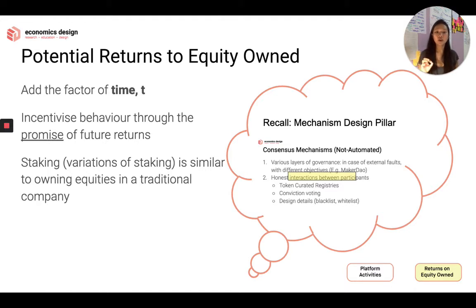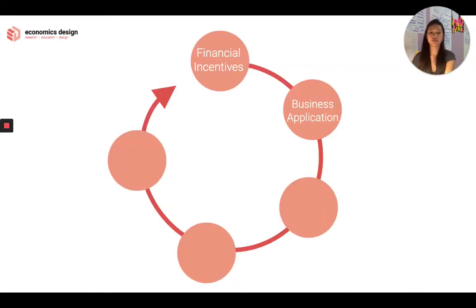So we want honest interaction. Oh, we want token curated registry. So token curated registry, and one of the financial incentives for token curated registries is to have potential returns on the equity owned. So you can see that right now, we're just trying to consolidate all these things that we have learned so far, and firm up a picture of what they look like together.